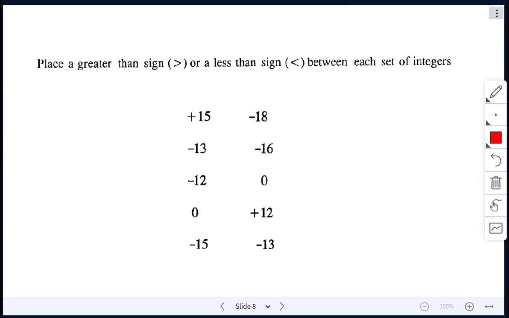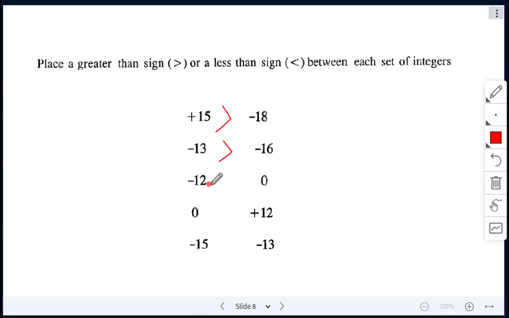Okay, so let's see here. First example, we have positive 15 and negative 18. Which one would be larger? So it would be like this. Here we have negative 13 or negative 16. The negative 13 is larger than the negative 16.